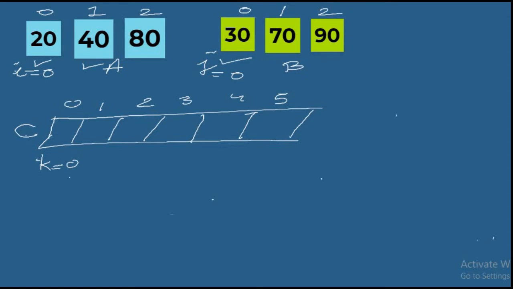So now all the counters i, j and k are at 0. Now we'll see one by one how we are going to do this. First of all, we will check A[i] and B[j]. We are going to compare. First of all, we are going to compare A[i]. If A[i] is less than B[j], then C[k].